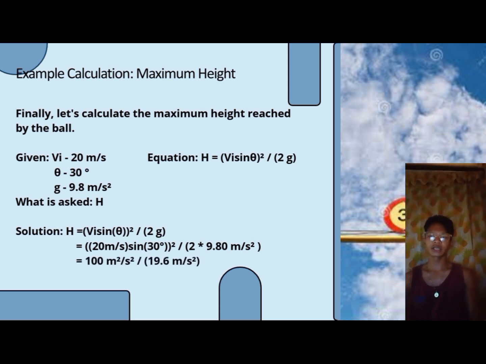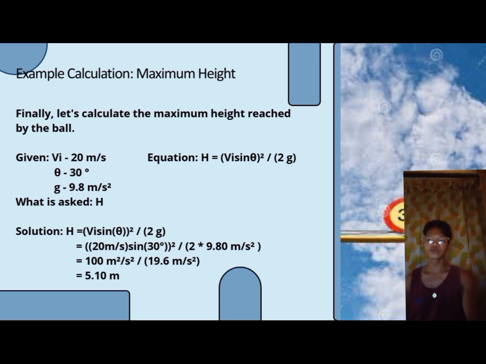20 meters per second times sine 30 degrees, squared, is equivalent to 100 meters squared per second squared. And then 2 times 9.8 meters per second squared is equivalent to 19.6 meters per second squared. 100 meters squared per second squared divided by 19.6 meters per second squared is equivalent to 5.10 meters.